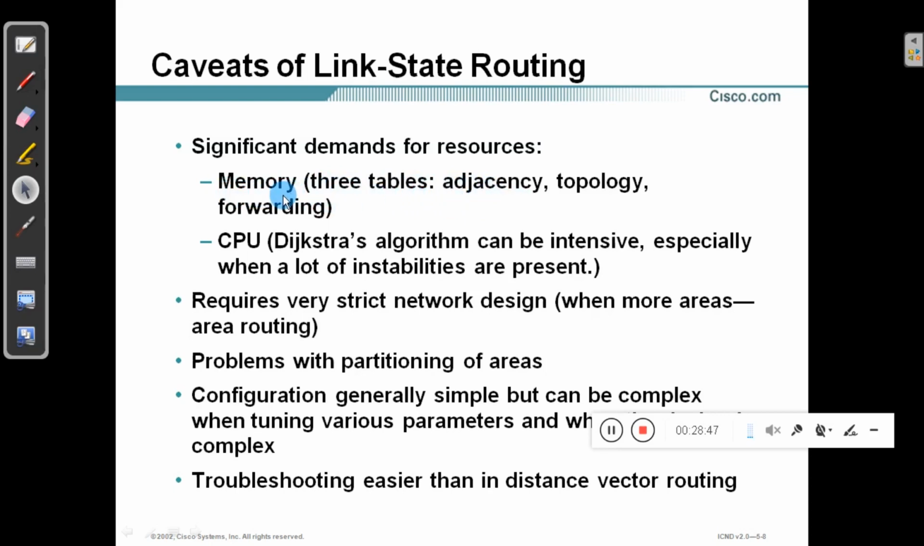And other than that, it also puts overload on the CPU, because the CPU has to run the link state algorithm, and link state algorithms can be intensive, which requires more CPU attention. And another problem with the link state routing protocol is related to partitioning, because we know in link state routing protocols, autonomous systems are divided into different partitions. So this partitioning of areas will create problems. So these are the important problems related to link state routing protocol.